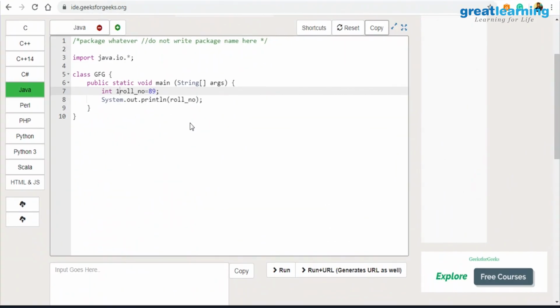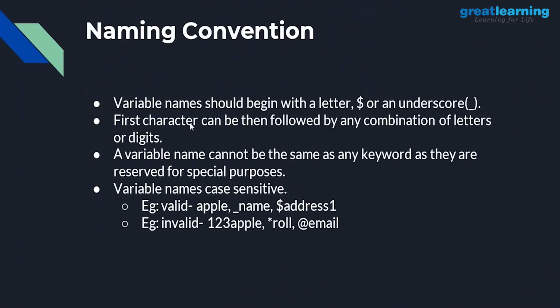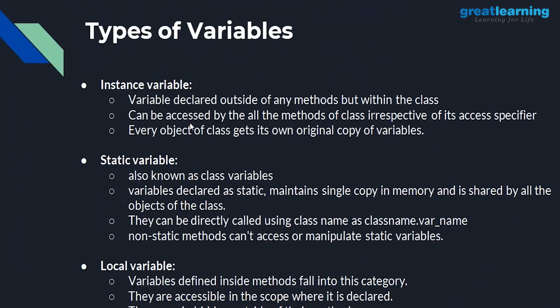Now quickly move ahead and go back to this. So this is the naming convention we need to follow. Earlier, we talked about the static keyword in main, right? So we have variables of different types. What are the variable types? Instance variable, static variable and local variable. What do you mean by instance variable?